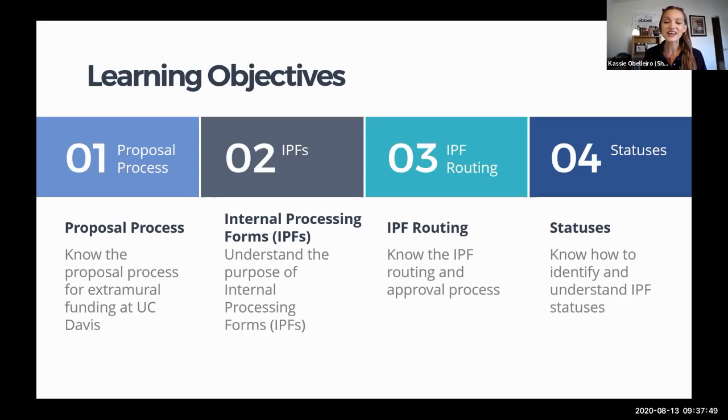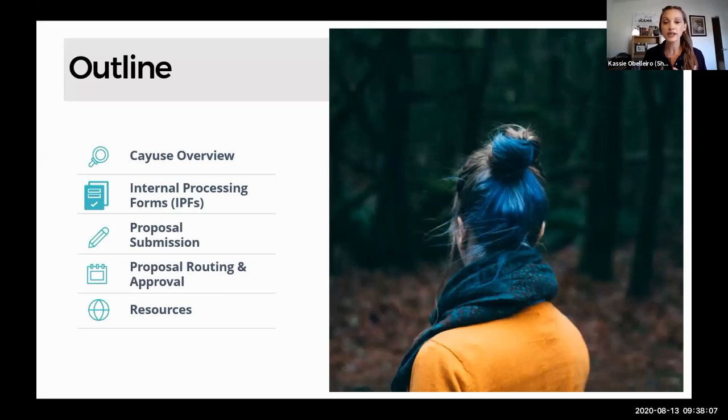Then we're going to also look at how to identify statuses. So part of using Cayuse SP is not just submitting the proposals and award modifications to us, but it's also that you can check the status of those documents. You can check the status of those actions, and you can access all of your documents as well in Cayuse SP. This is the outline for this morning.